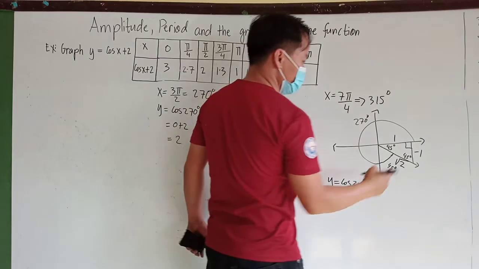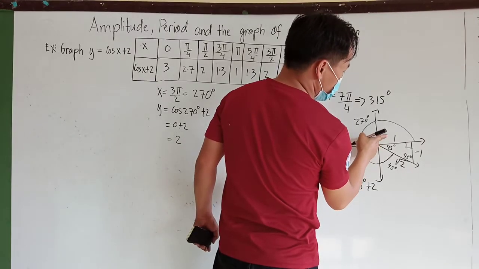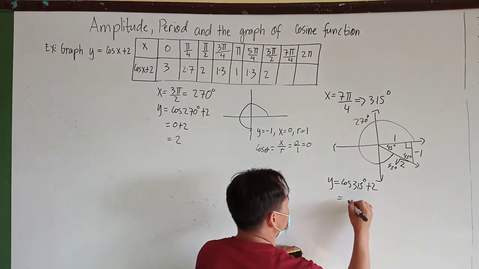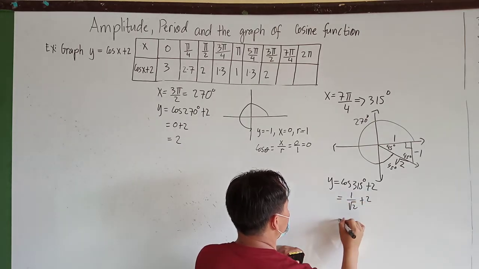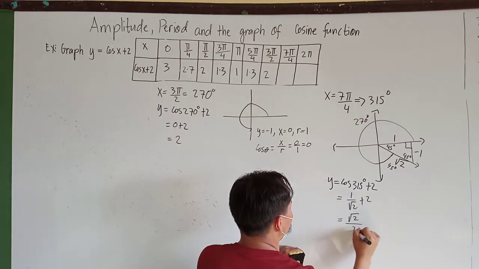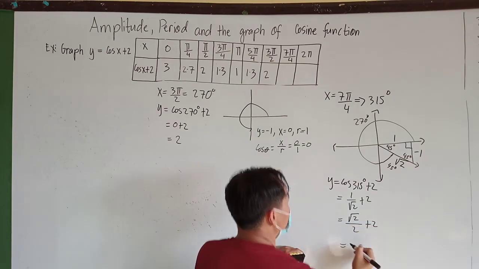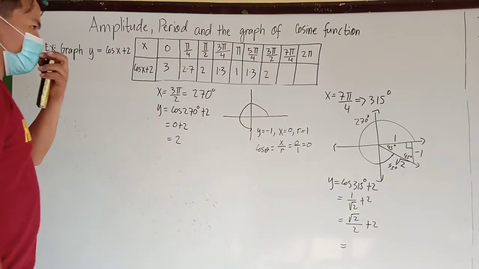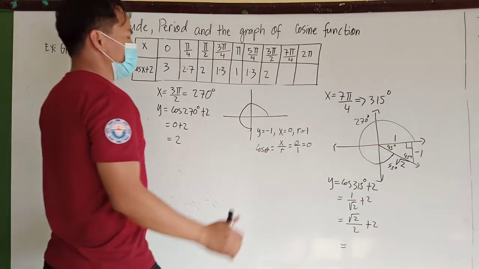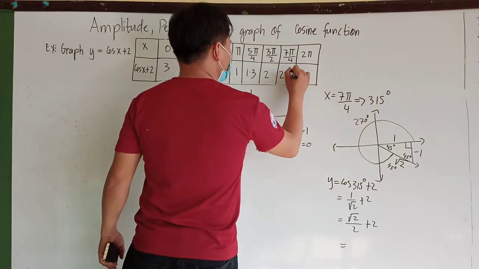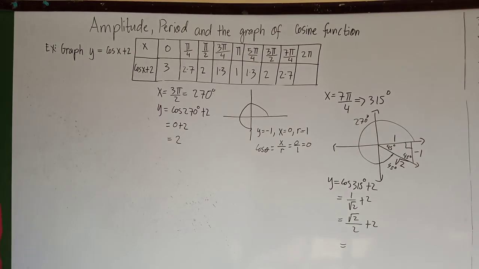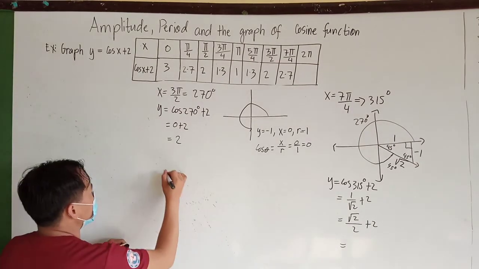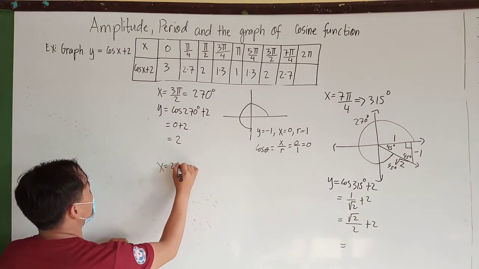So we have cos, adjacent over hypotenuse, that is 1 over square root of 2 plus 2, or square root of 2 over 2 plus 2. So when we simplify that one, we can obtain a value of 2.7. Okay, 2.7. Next, let us proceed now when x is equal to 2 pi.